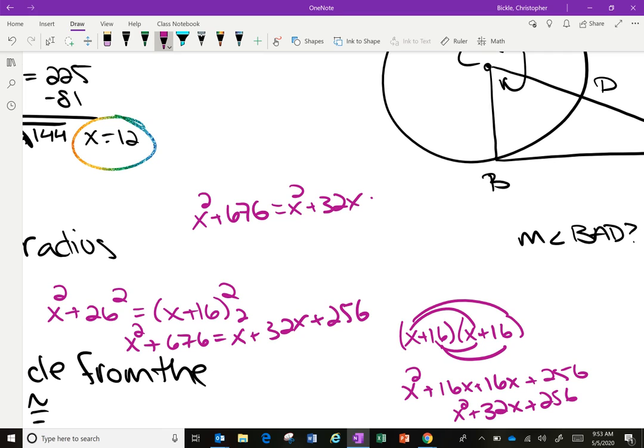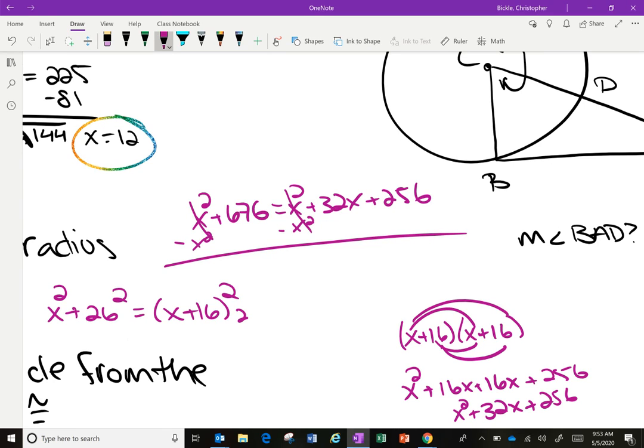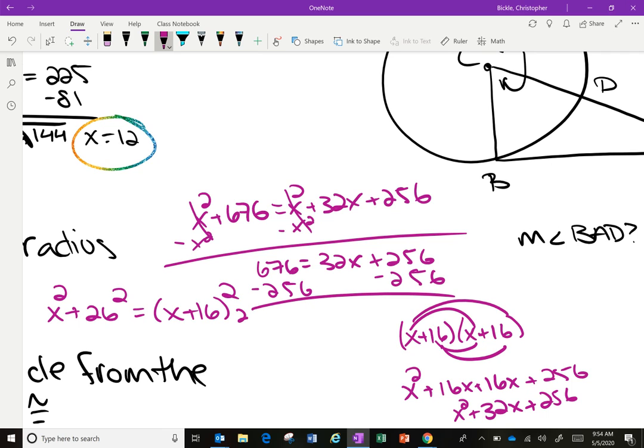So I'm just rewriting this so I've got some more room up here. And I'm going to erase it down there. So if we get all the x squareds on one side, what you guys are going to notice is they're going to go away. So that's going to become really nice. Now I've got 676 on this side equals the 32x plus 256. Subtract that 256. 420 equals 32x.